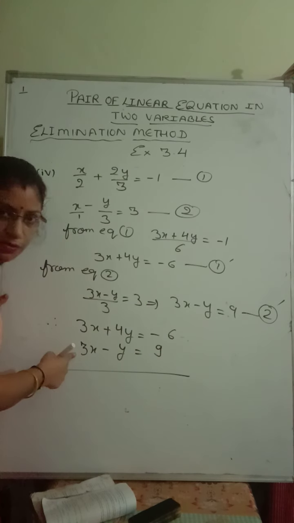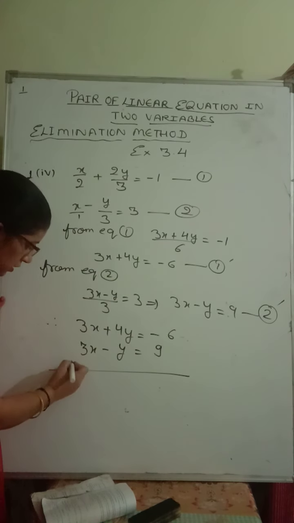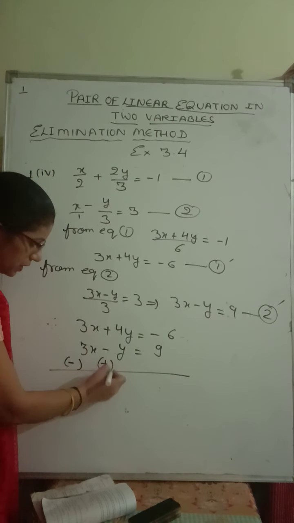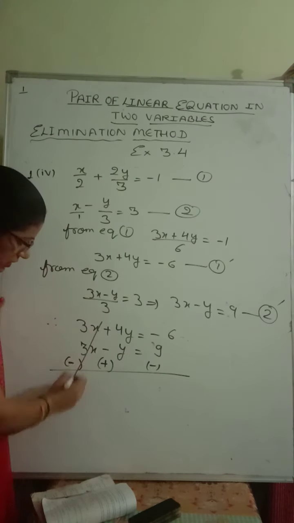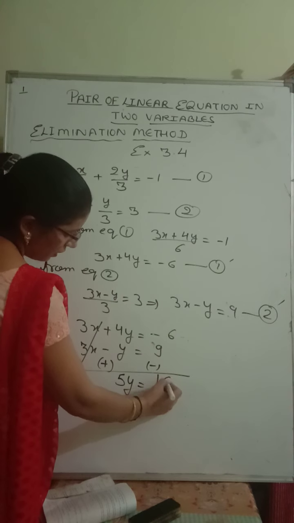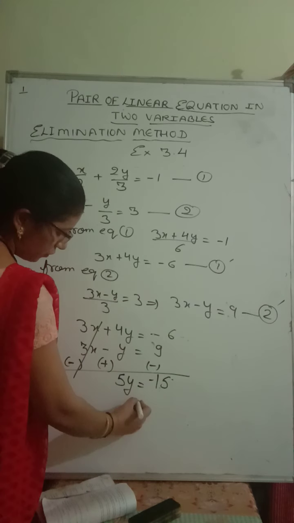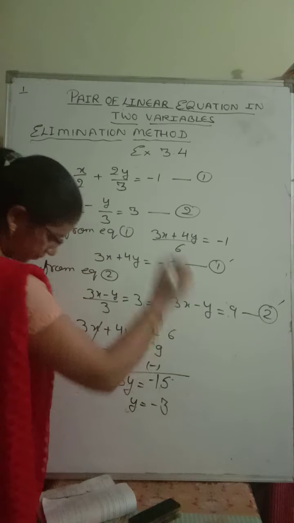Now this is plus, plus, plus. So we have to subtract it. It will become minus, it will become plus, and it will become minus. Okay. So 3x is cancelled out. Plus 4y minus minus y, sign will come plus, 5y. Minus 6 minus 9 is minus 15. So y equals to minus 3.